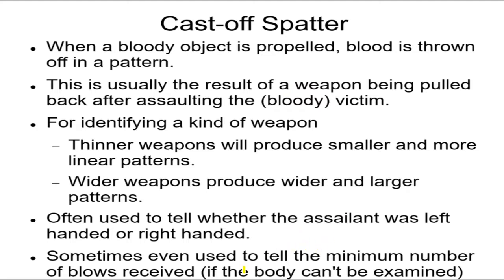And you can tell the number of blows, at least the minimum number of blows. Like 3 cast-offs means there's at least 3 blows, usually 4, because the first blow got the blood onto the weapon, and the 3 cast-off patterns were the 3 other times you hit him. So it's usually 4 times if you have 3 cast-off spatter patterns.